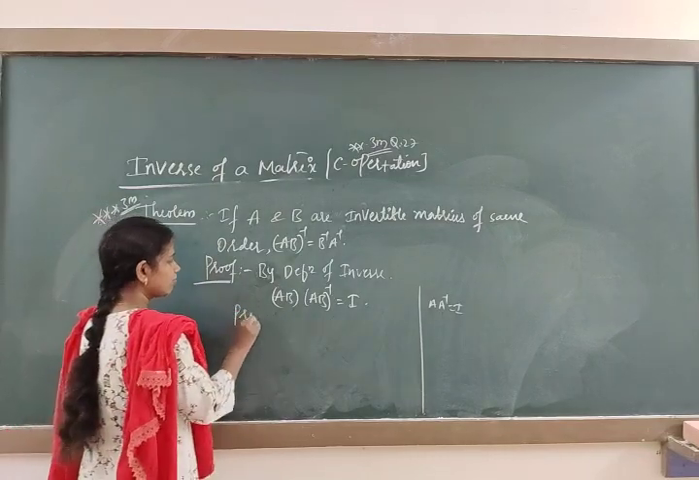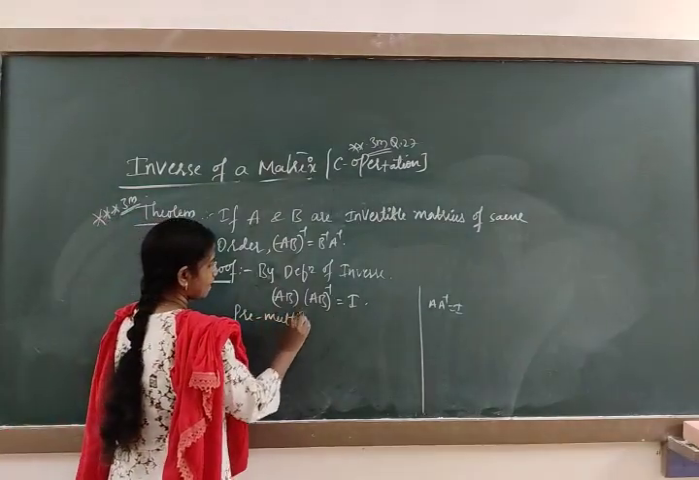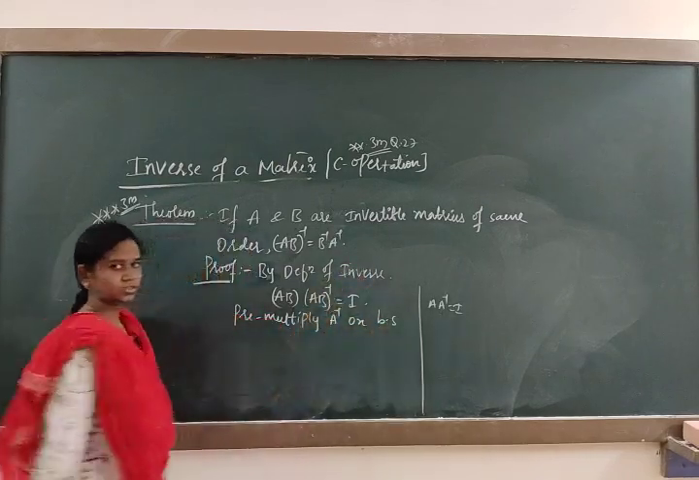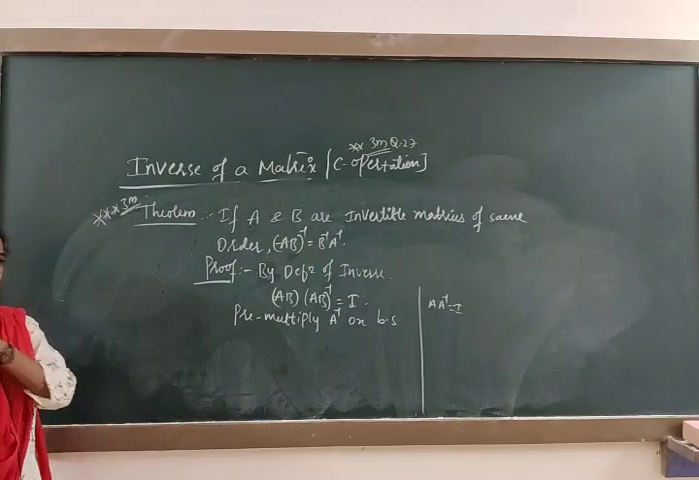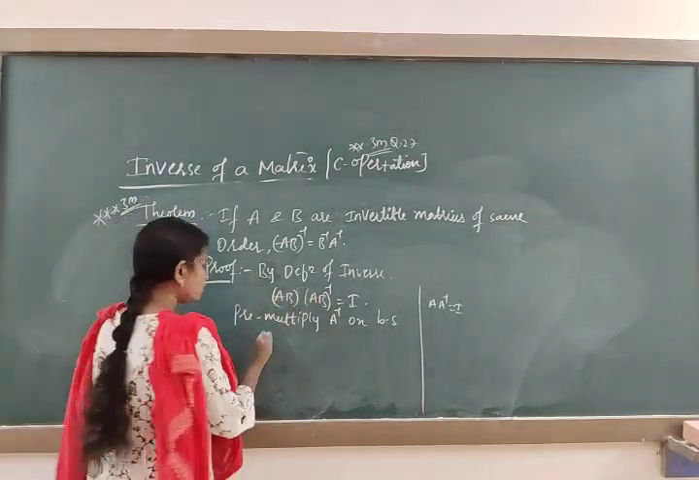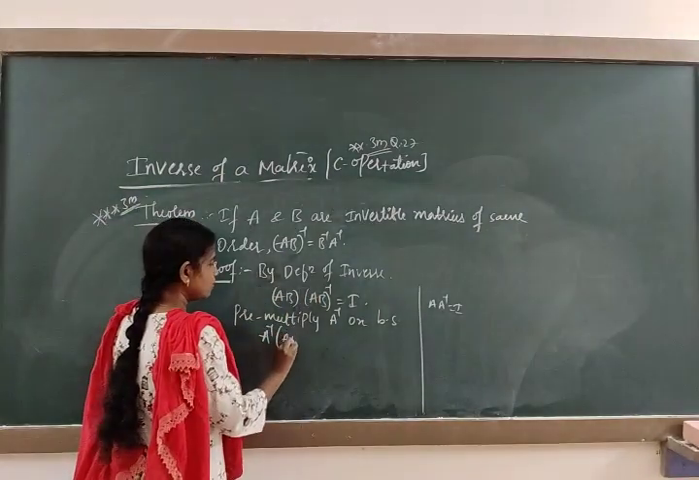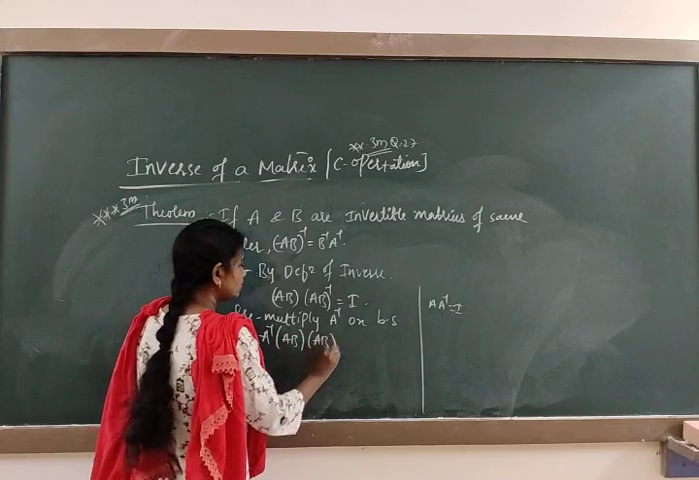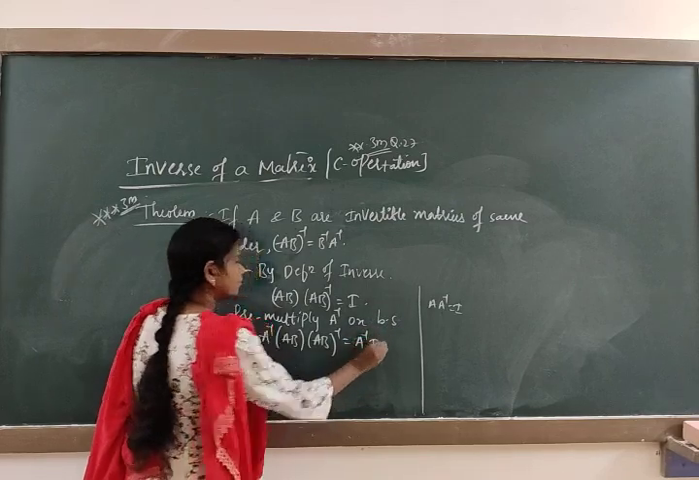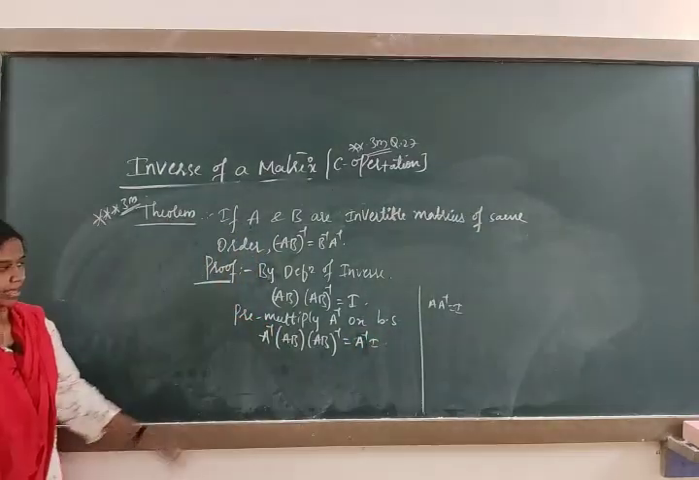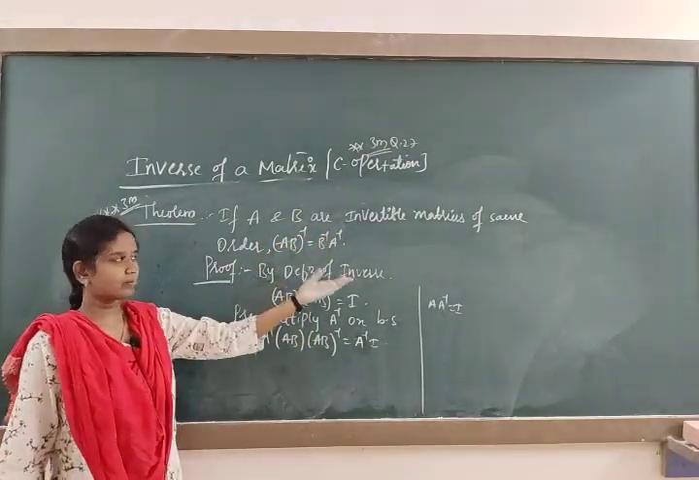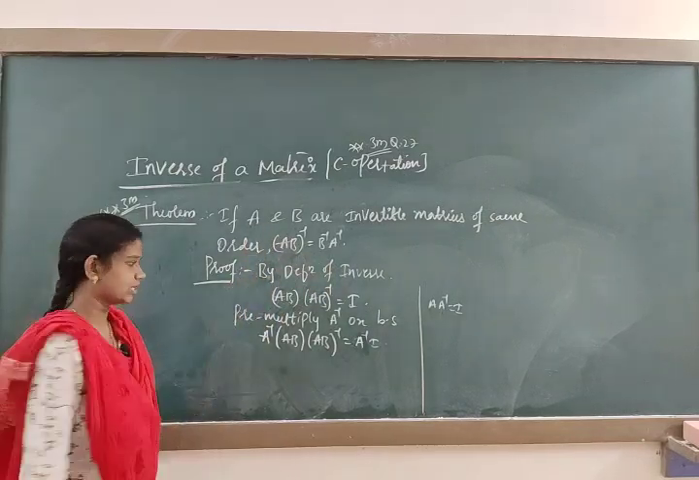Now pre-multiply A inverse on both sides. Pre-multiply means first we have to multiply, not at the end. So I will write here A inverse of AB whole inverse is equal to A inverse into I. See why I am taking A inverse? Because in the statement itself we are telling A and B are invertible matrices. Their inverses already exist.